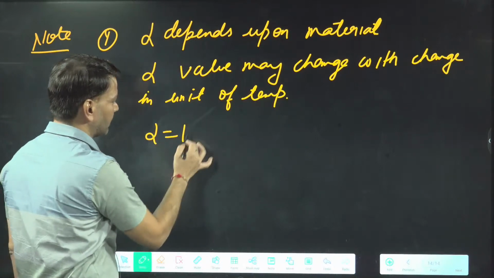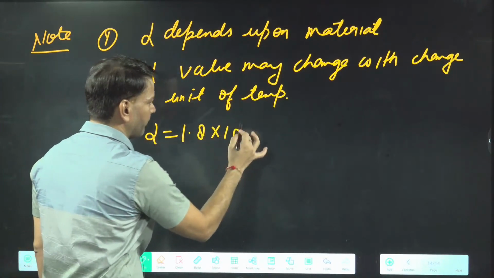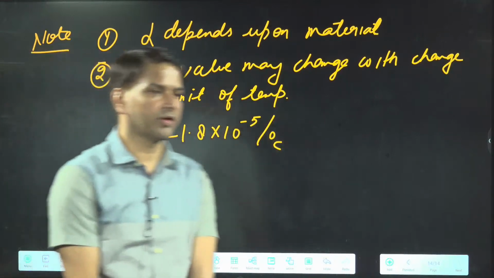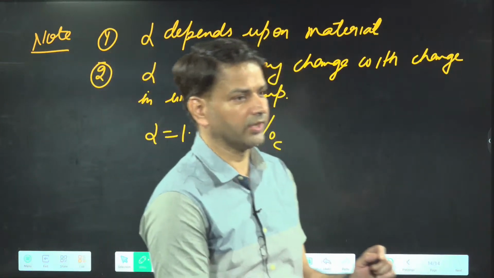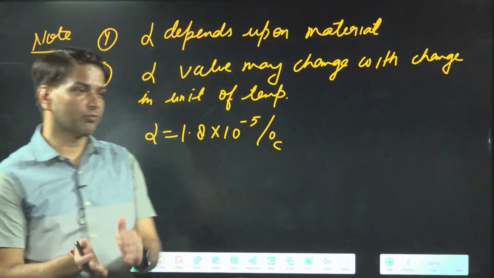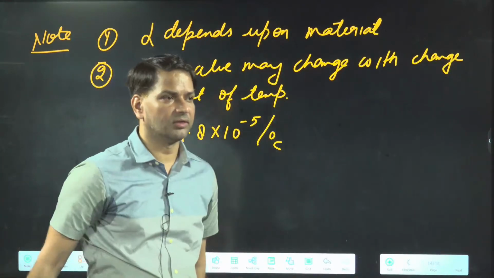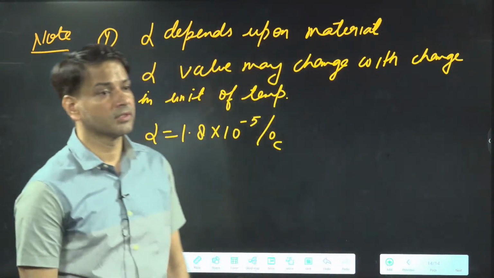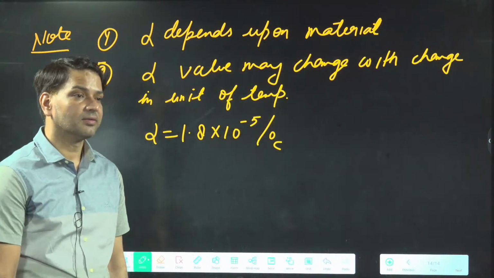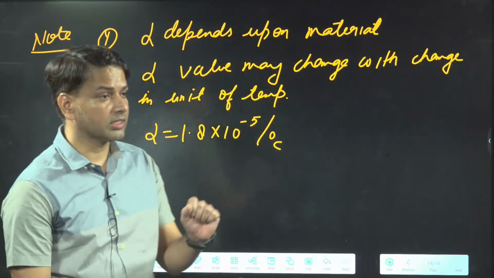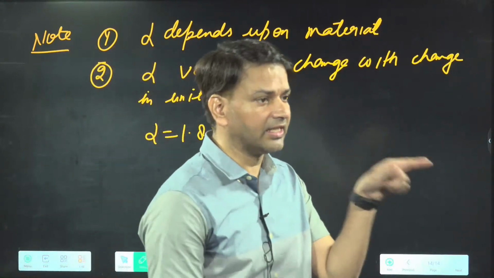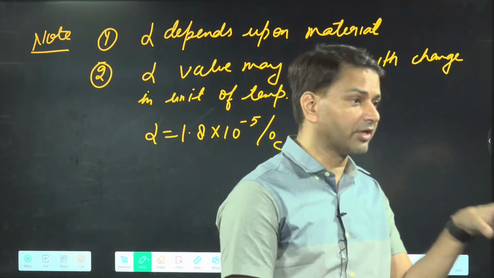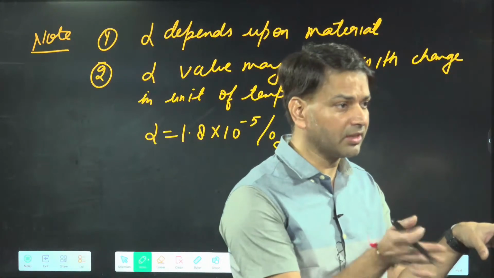Suppose I am taking the alpha value. Alpha is equal to 1.8 into 10 to the power minus 5 per degree C. Now I am asking, what is the value of alpha in per Kelvin? Same. Yes or no? Why? Because here this degree C did not come due to the temperature. It came due to the temperature difference.